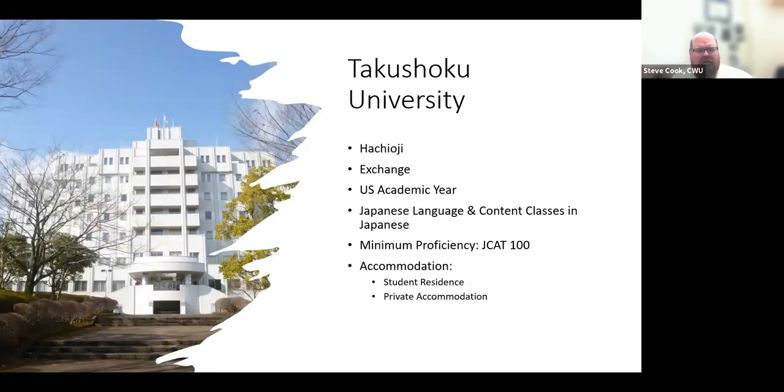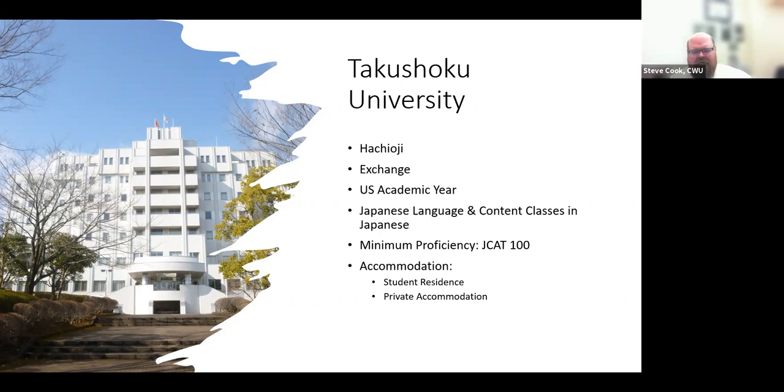The next partner, also in the greater Tokyo area, is Takushoku University, which is in the Tokyo area, but it's in Hachioji, which is about 90 minutes by train from the city center. So it's kind of in a more rural area. Their basic preference is the US academic year, so students coming for 2 semesters as a default.